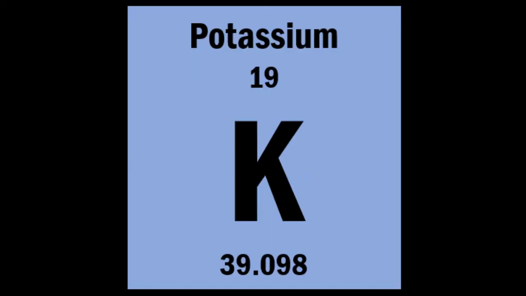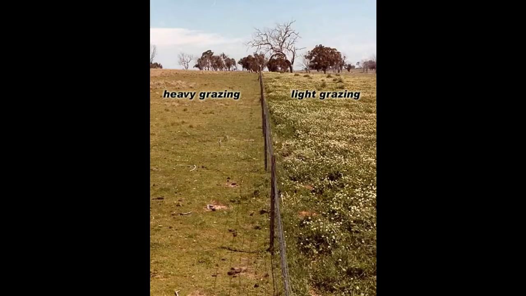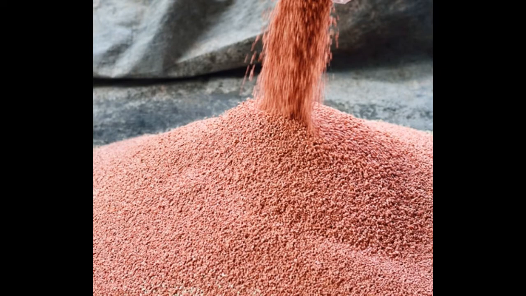Potassium increases plant vigor and disease resistance. It also helps in the production and movement of starches, thus helping a plant produce fruit. Heavily grazed fields tend to be low in potassium. The most common source of potassium is potash.